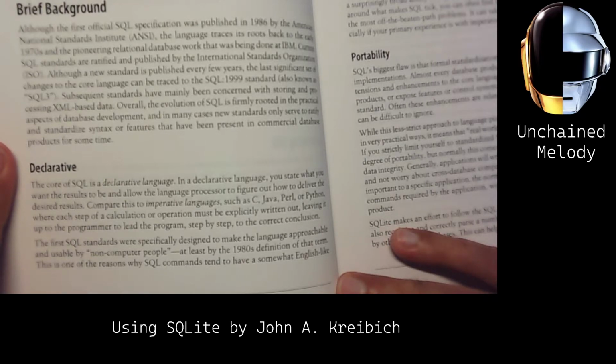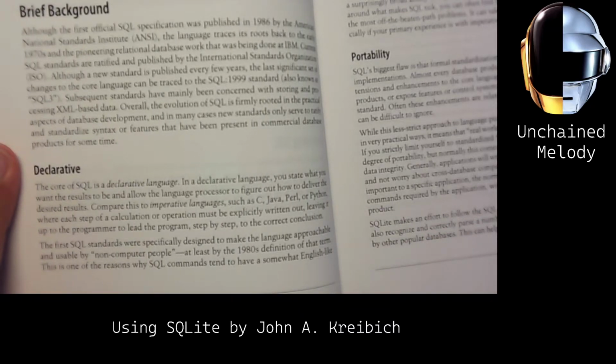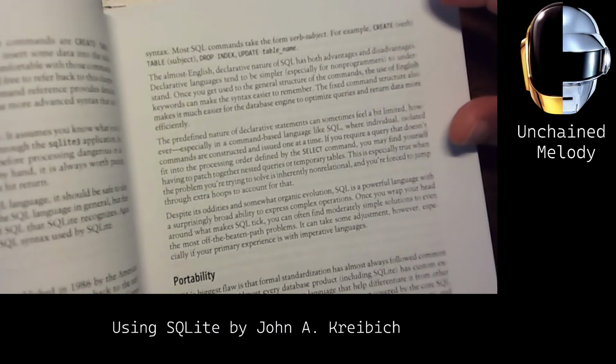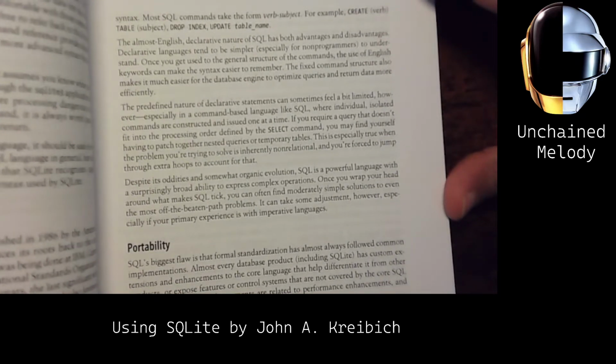Compare this to imperative languages such as C, Java, Perl, or Python, where each step of a calculation or operation must be explicitly written out, leaving it up to the programmer to lead the program, step by step, to the correct conclusion. The first SQL standards were specifically designed to make the language approachable and usable by non-computer people, at least by 1980s definition of the term. This is one of the reasons why SQL commands tend to have somewhat English-like syntax. Most SQL commands take the form verb subject.